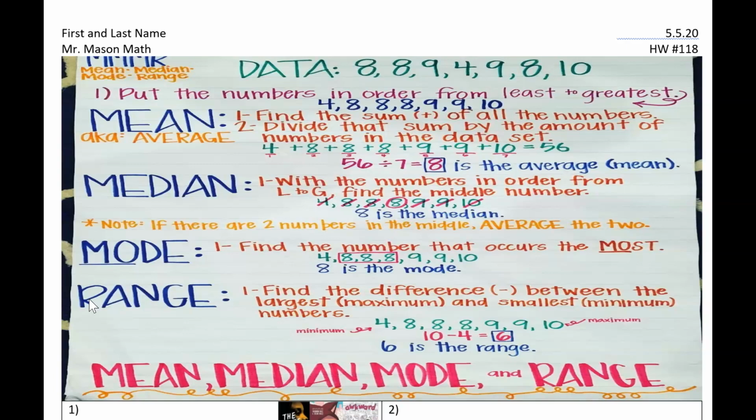Okay, what is the first thing, no matter what, that you should always do with data? And lastly, how do you find the mean, aka the average, of a data set?